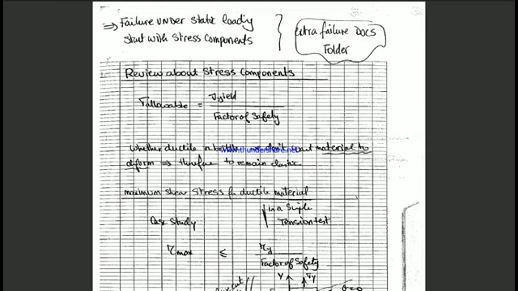Maximum shear stress in this case. So we have the case study, maximum shear stress for ductile material. So this is the first one we consider. As you remember, we said before that we're going to do maximum shear stress for ductile material and distortion energy. So we start with this one.